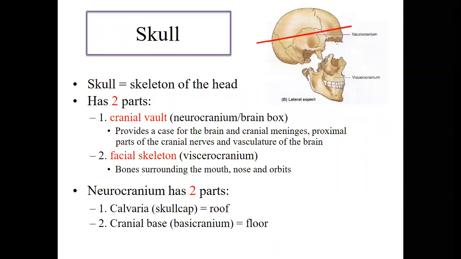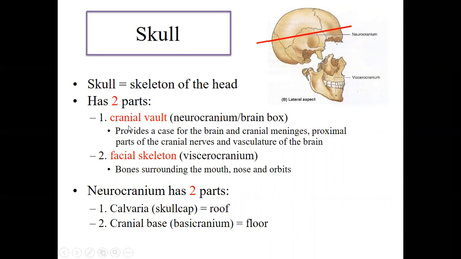Before I go further to discuss this topic, I would like to introduce what the skull actually is. The skull is the skeleton of the head. It has two parts: the cranial vault, also known as the neurocranium or brain box, and the facial skeleton, also known as the visceral cranium. So we have the neurocranium and the visceral cranium.